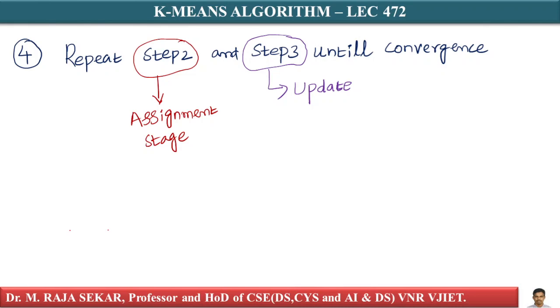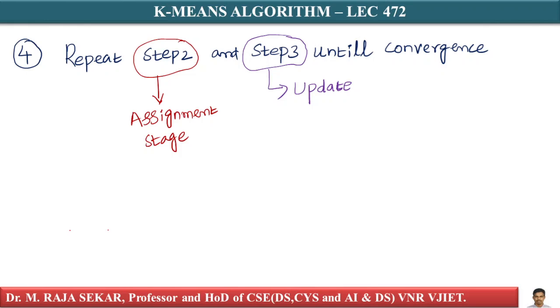What is the assignment stage? That is step 2. Then you recompute, which is the update stage, that is step 3. You repeat step 2 and step 3. Step 2 is the assignment stage, and step 3 is the update. You repeat both of them with new CJs. At the end of stage 3, you have new CJs because you updated your CJs.